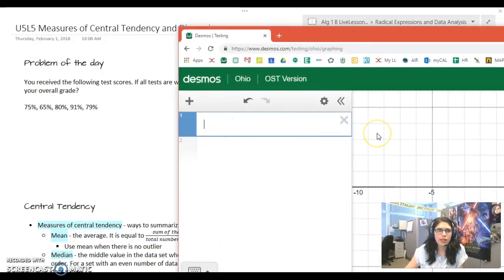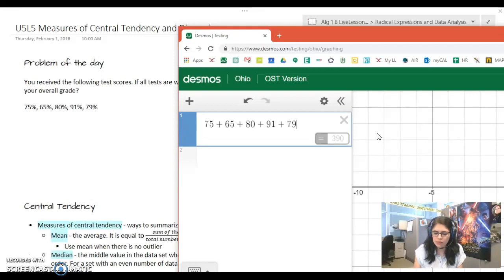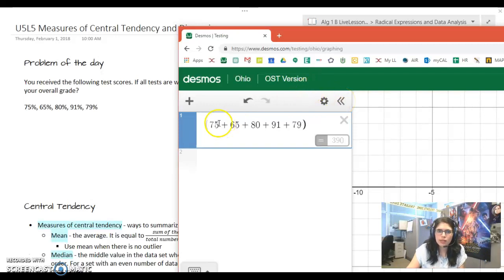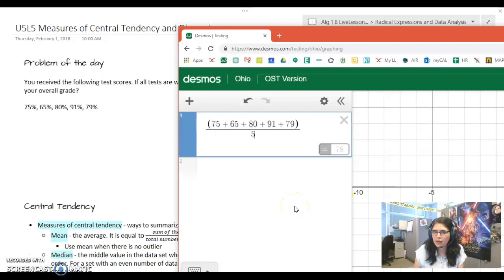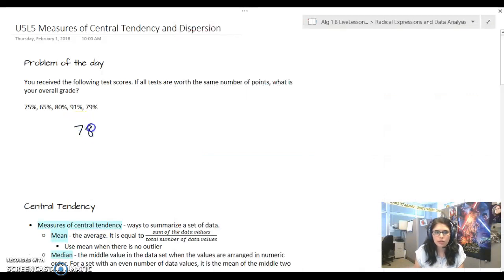The way that you calculate the average, you are probably familiar with this, but you add them all up. So 75 plus 65 plus 80 plus 91 plus 79. And then you need to divide by the number of numbers, which in this case is 1, 2, 3, 4, 5. So I'm going to divide the entire thing by 5, and I get an average grade of 78%. So the overall grade is 78%.